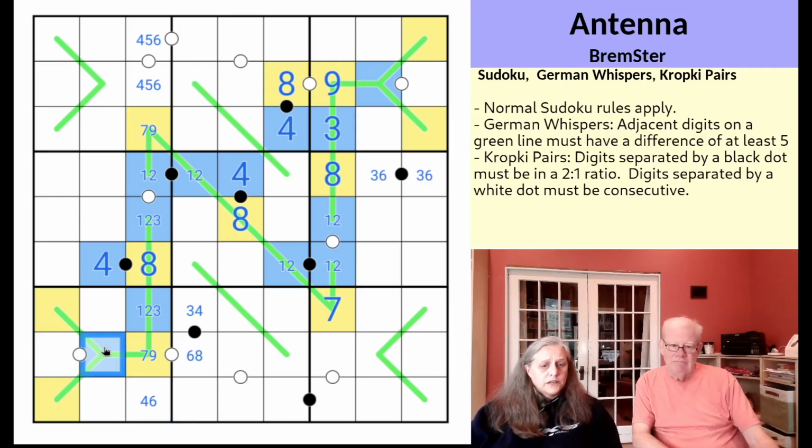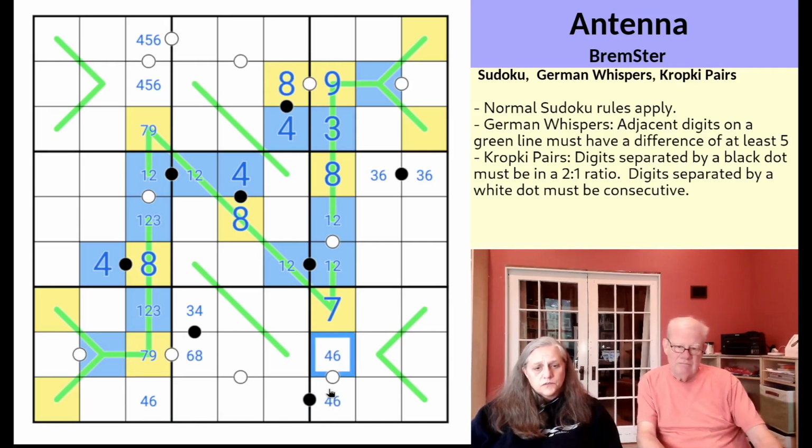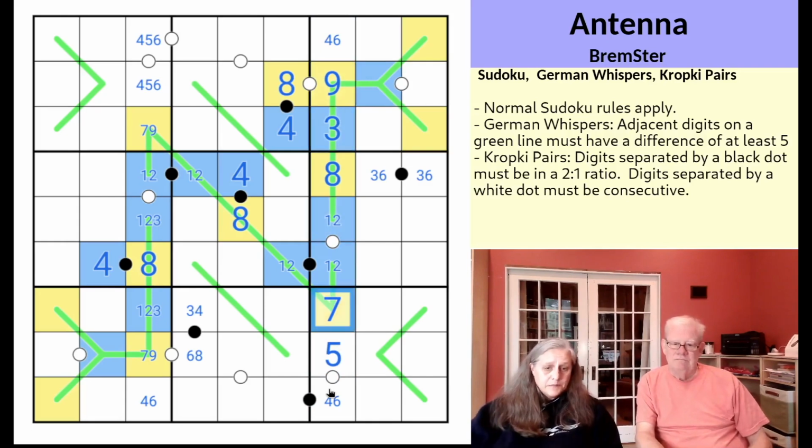You're not going to do column 7 though? Column 7. Yeah, and that one's more useful because the 5 that has to be on that white Kropki dot in the column can't be on the black Kropki dot. Yeah, 5 can't go on a black dot, so the 5 in this pair here had to be here.